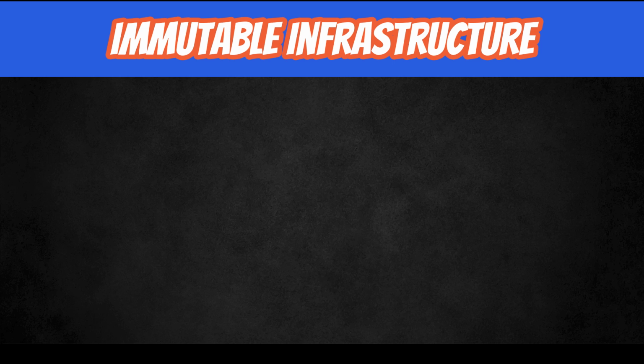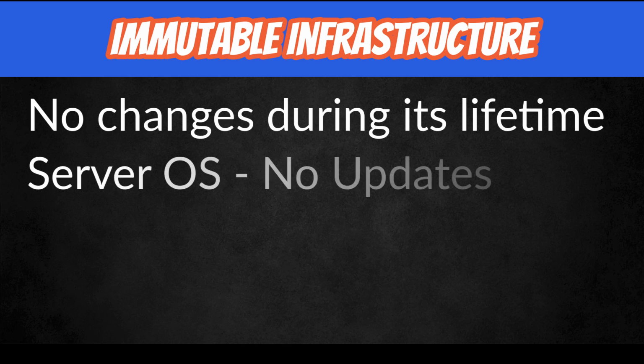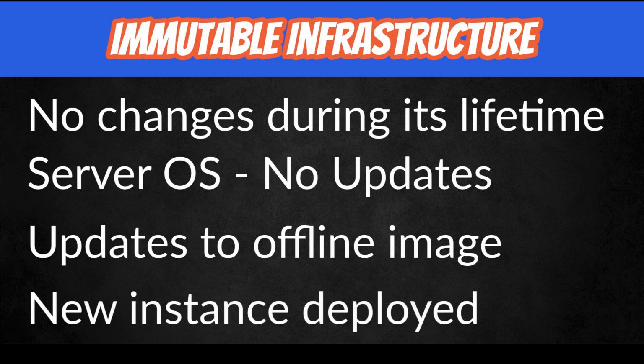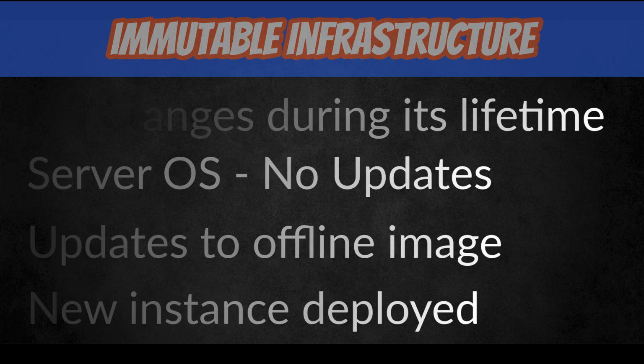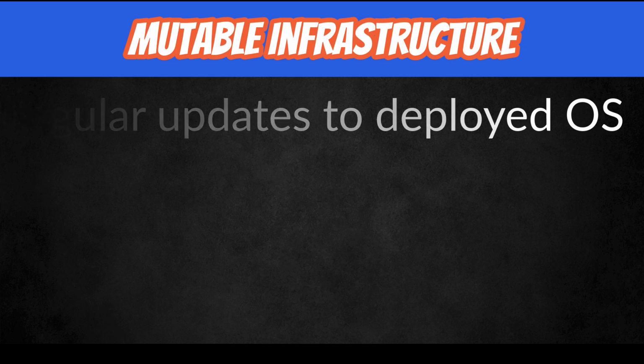Now, as we touched upon in the introduction, with immutable infrastructure, the item doesn't change during its lifetime. So if we're talking about a server operating system, we create an image for that server operating system and we deploy the image. We never then update that image. Of course, updates are going to be required, but we can then apply them to the image offline. Once they've been fully tested, we can then go through and deploy a new instance with the fully tested updates. Now, that's different from your traditional environment, where you're likely to be applying updates to the server throughout its lifetime.